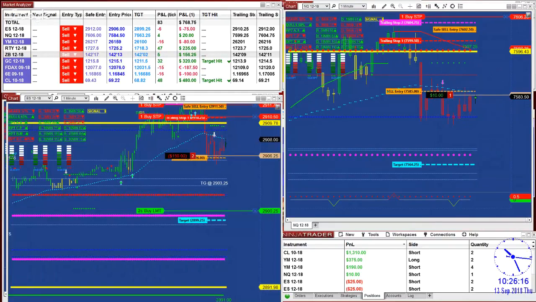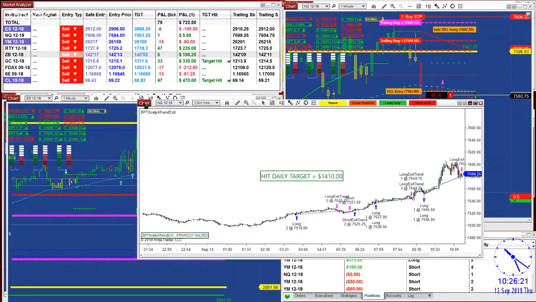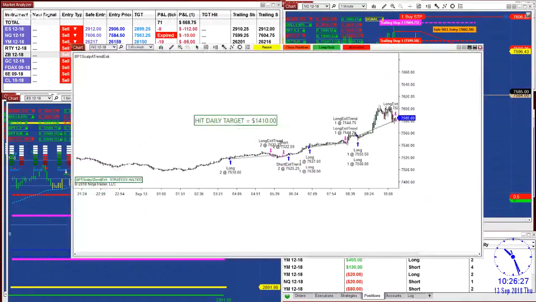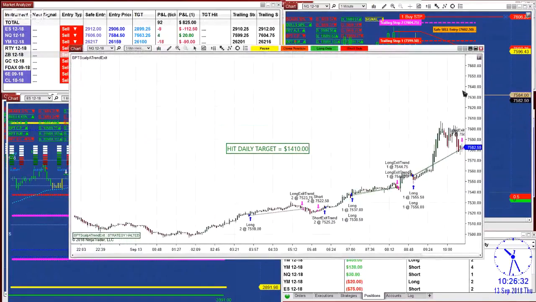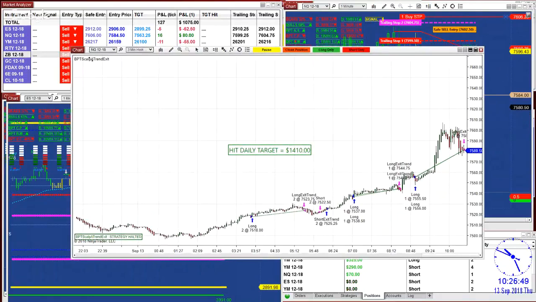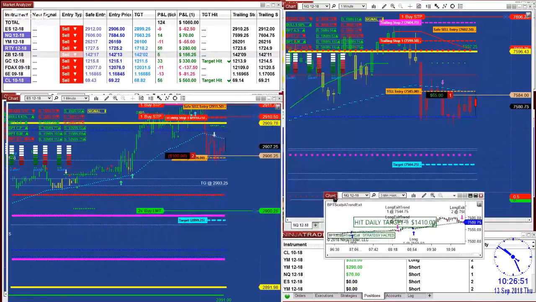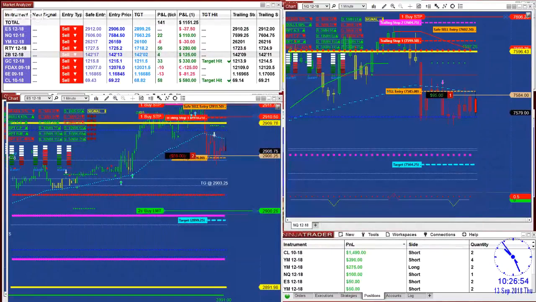NASDAQ finally closed position. For our traders, those are the 7 I gave you for the NASDAQ on Monday. Those are the 7, and didn't lose. Had one small losing trade, and it is 1,410. It's done on the NASDAQ. Market order is not limited order.